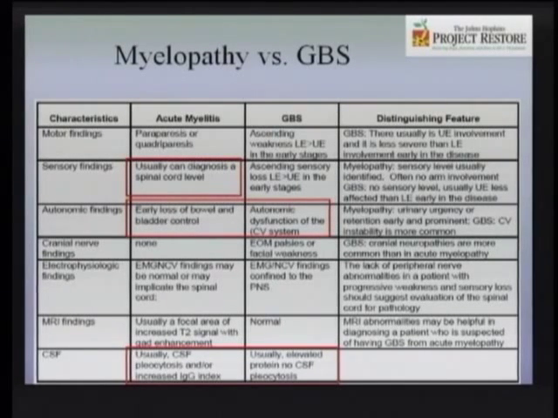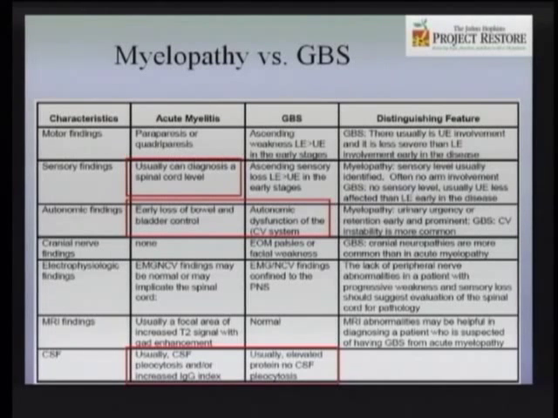There are some physical exam findings that are able to distinguish between Guillain-Barré and transverse myelitis, and the spinal fluid also distinguishes between the two. In transverse myelitis, what you see are lots of white blood cells. That's the inflammation.